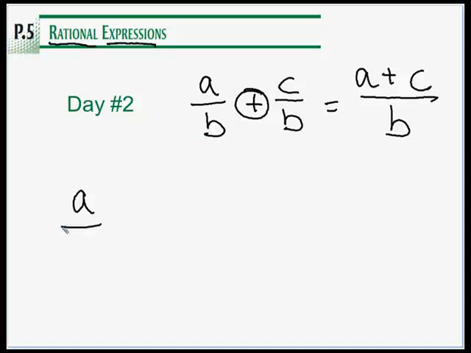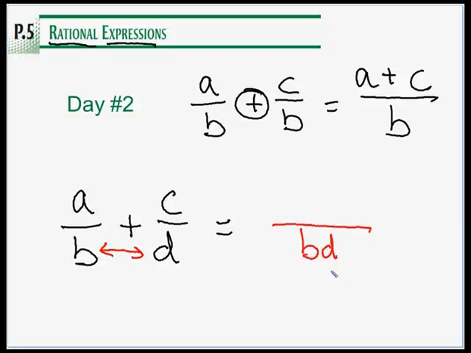But you might run into a problem where you have a over b plus c over d. Now the denominators are not common. So an easy way to find a common denominator, it might not always be the least common denominator, is just to multiply these together. So our denominator is going to be b times d, whatever they are. Now to find the numerator, we just sort of multiply like we're cross multiplying.